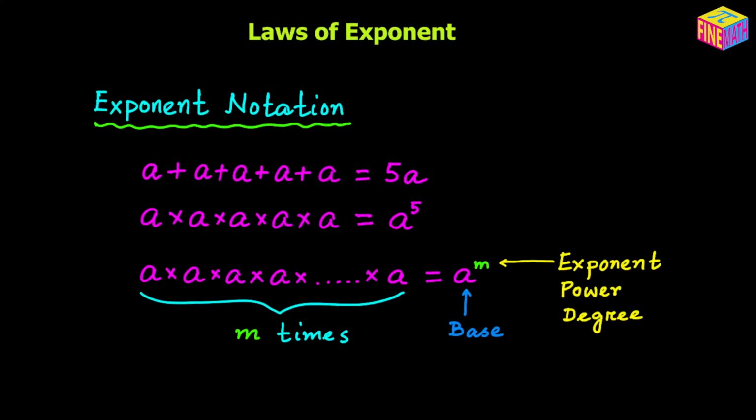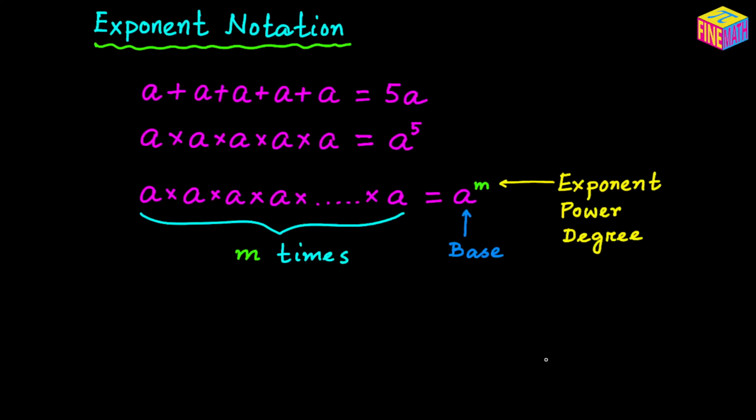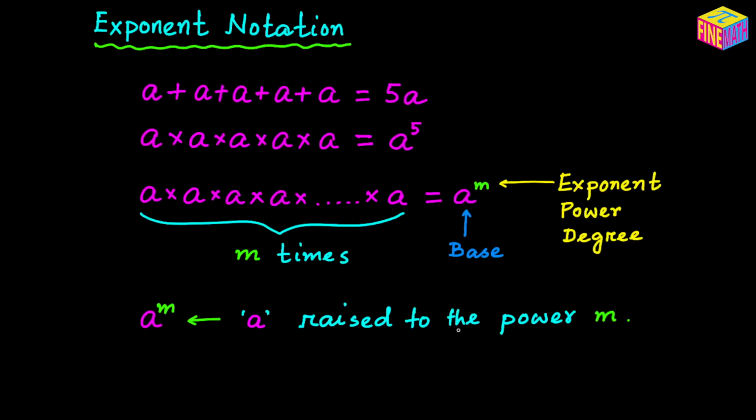Which symbol am I talking about? I am talking about this symbol right here: a with a small m on the top right corner. This symbol means that the number a has been repeatedly multiplied m times with itself. So how is it read? If you see this symbol, a with a small m on the top right corner, how should we read it? This is read as a raised to the power m.